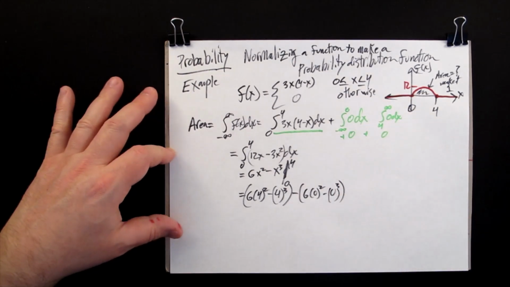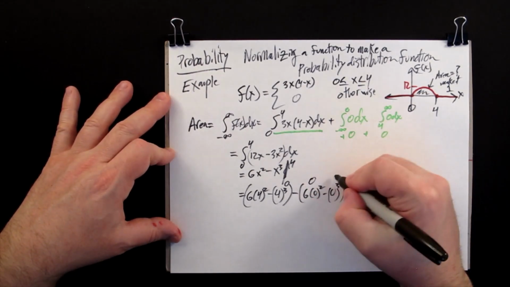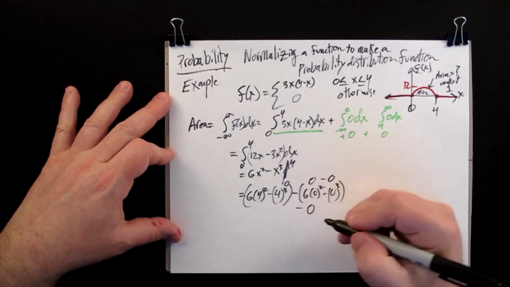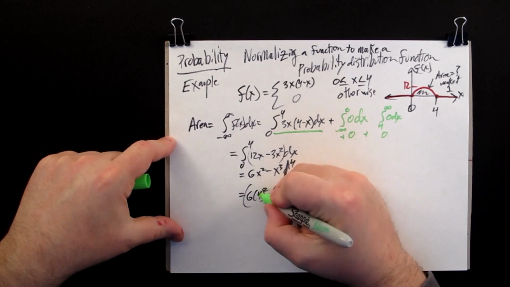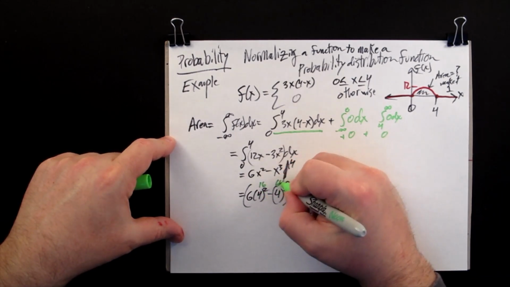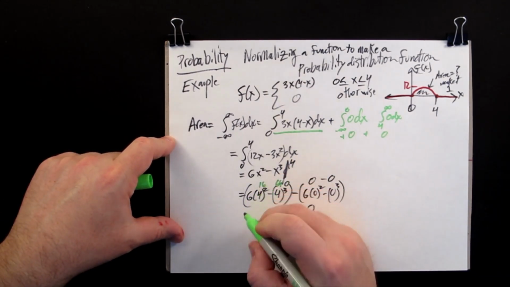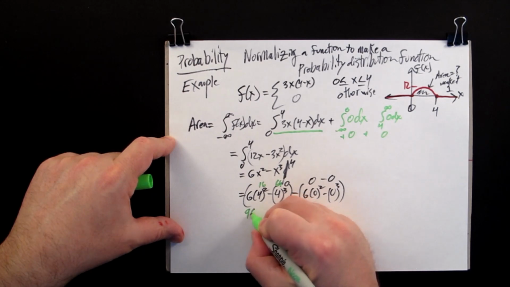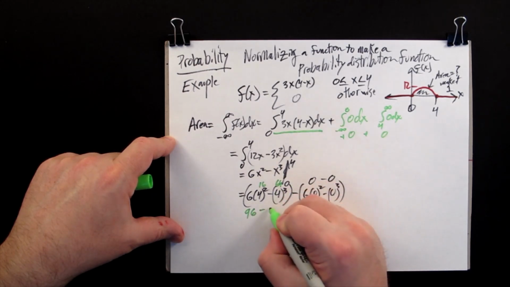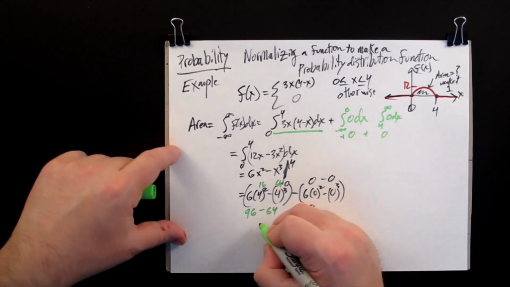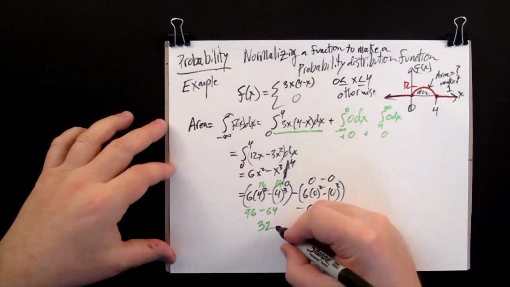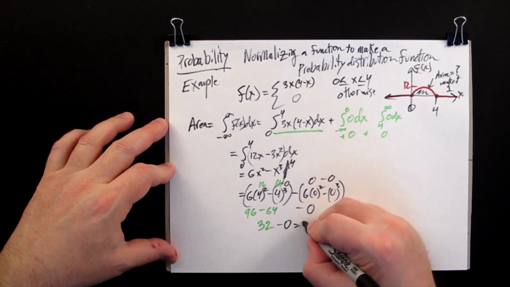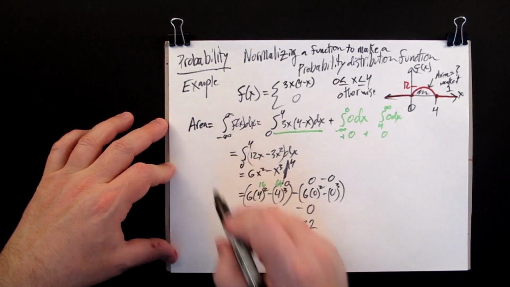Okay. These terms here are both going to be 0, so we're going to end up subtracting 0 from whatever this result is. This is 16, and this is 64. So 6 times 16 is going to be 96, minus 64. So that gives 32. So we have 32 minus 0. So our total area of the original function is 32.